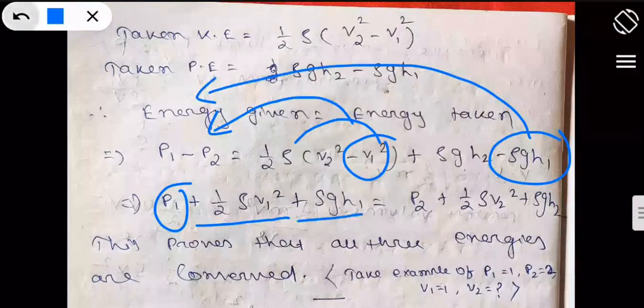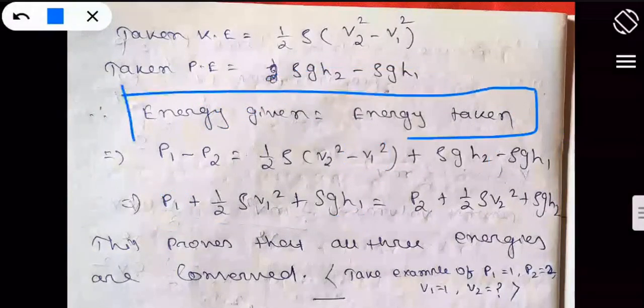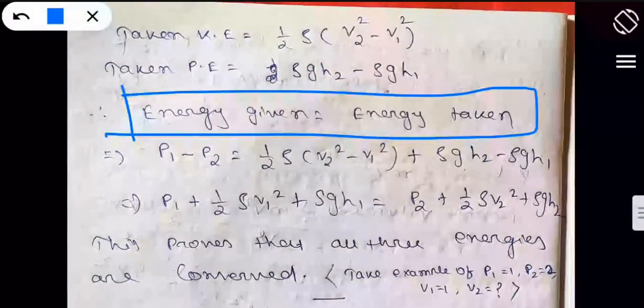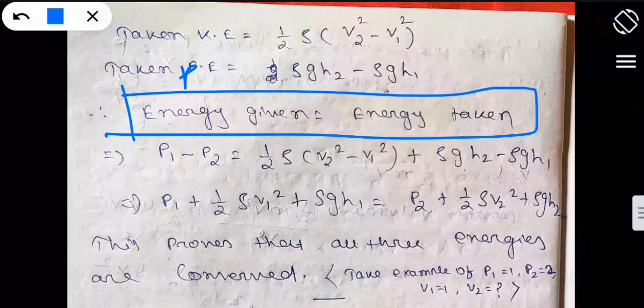So it's a very easy proof. Don't forget, only remember one concept: energy given equals energy taken. The pressure energy difference is energy taken in the form of kinetic energy and potential energy, right?